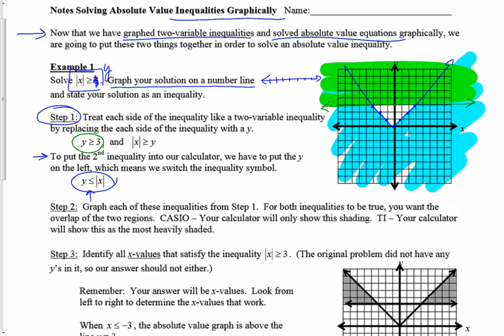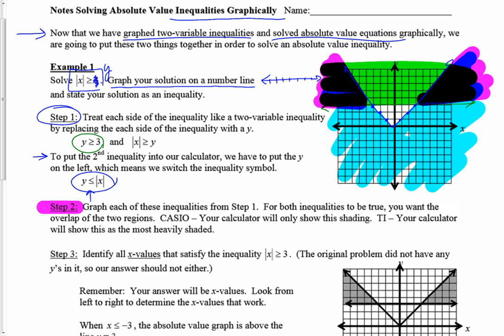So for both inequalities to be true, I'm on step number 2 here. For both inequalities to be true, we want the overlap of the regions, which is just this zone over here and over here. And then it makes a note: if I'm graphing on my Casio, that's all that's going to be shaded, and my picture is going to look like this down here. And if I'm graphing on a TI, it's going to look more like the image up at the top, where the most heavily shaded part is the overlap.